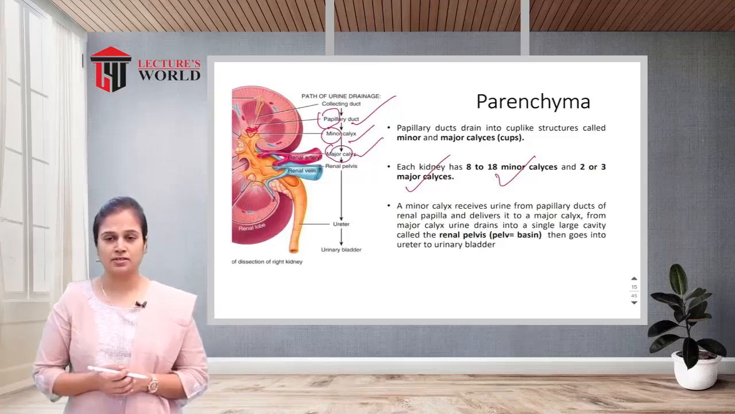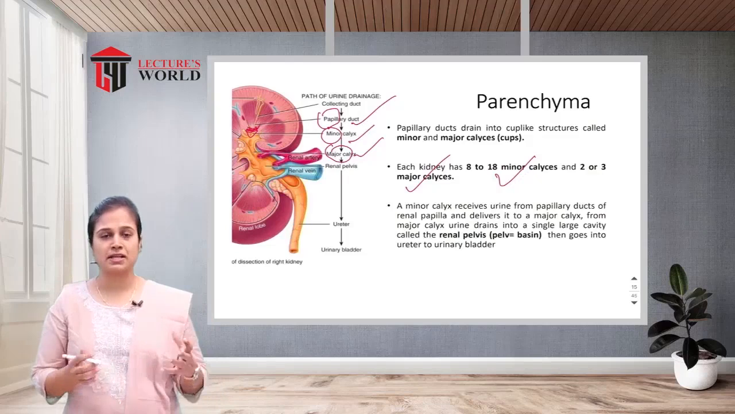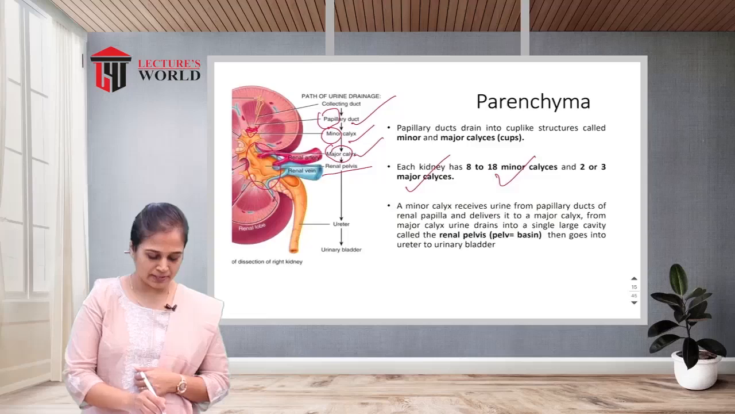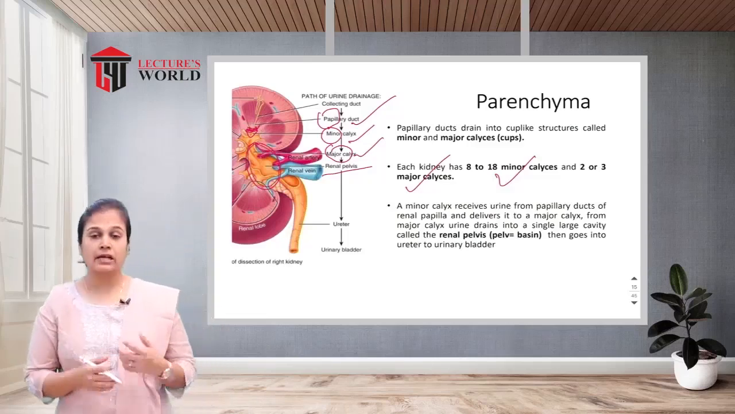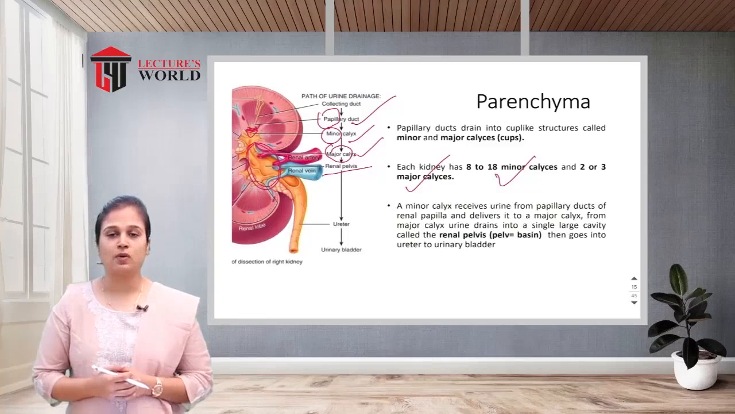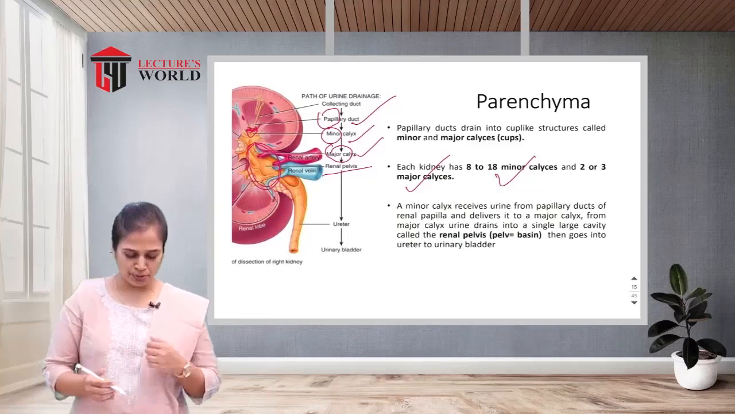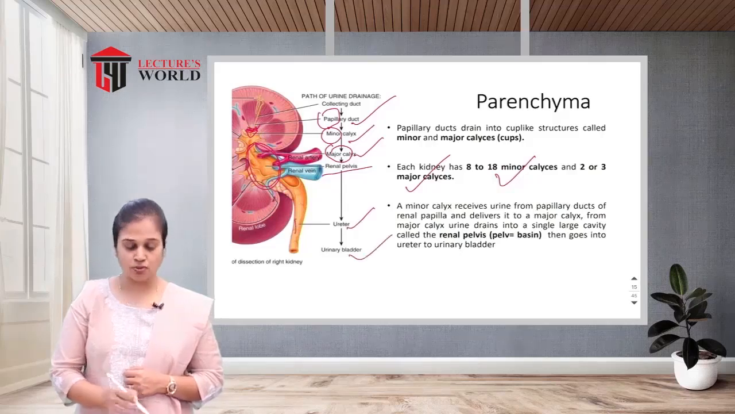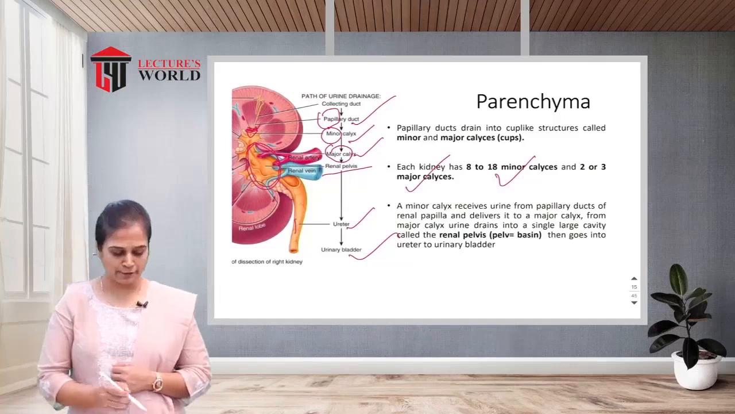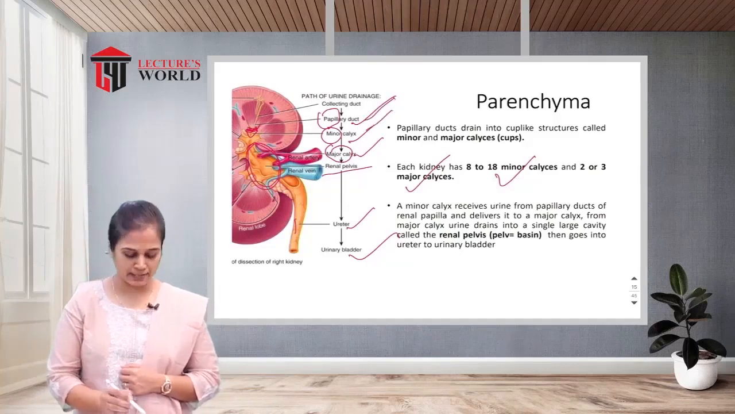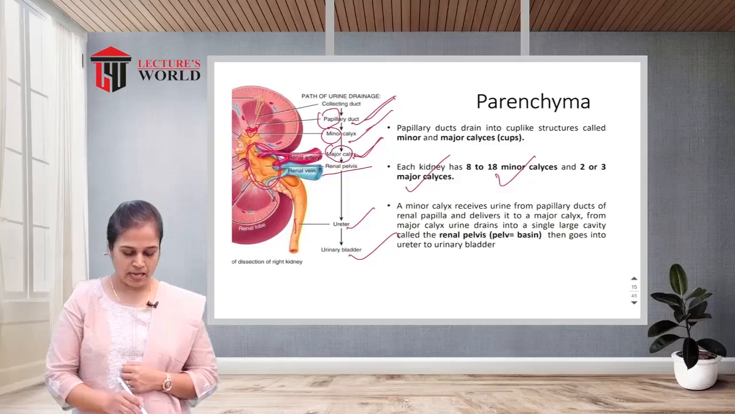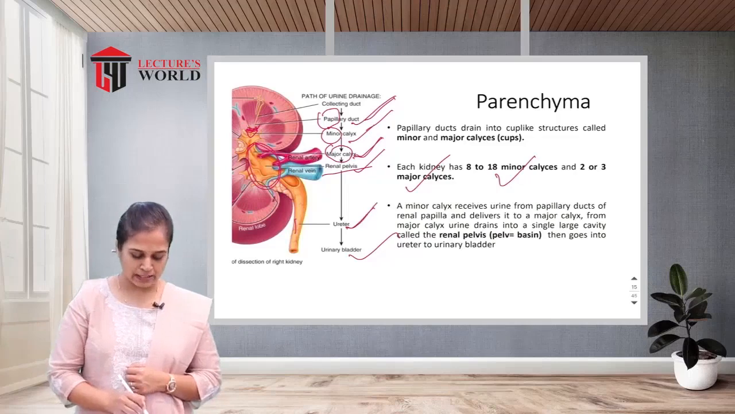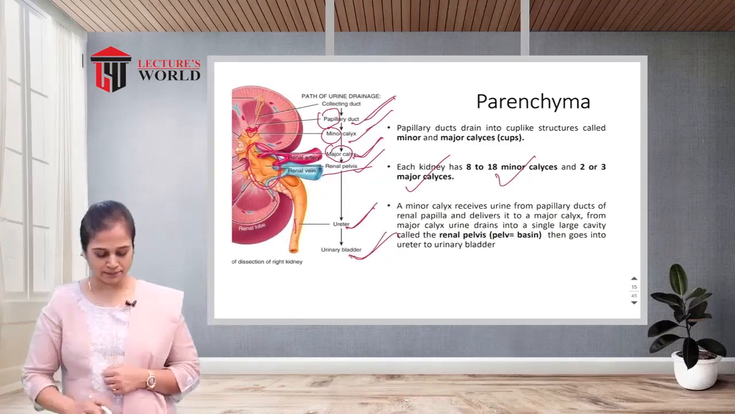Minor calyx receive urine from the papillary duct, and from the minor calyx it goes into the major calyx, and from the major calyx urine drains into the single large cavity of the kidney, that is the renal pelvis. Then from the renal pelvis urine goes into the ureter, and from the ureter to the urinary bladder. So basically: papillary duct to minor calyx to major calyx, to renal pelvis, to ureter, and then into the urinary bladder.